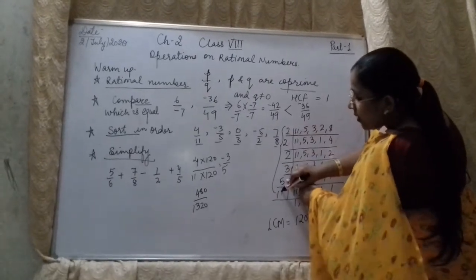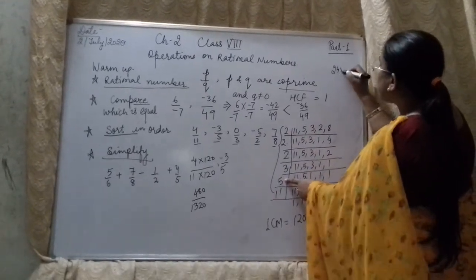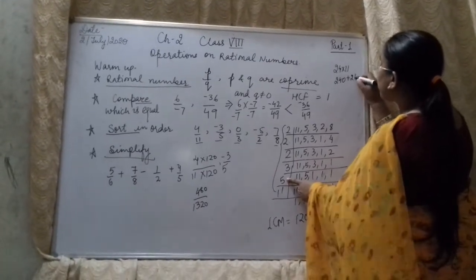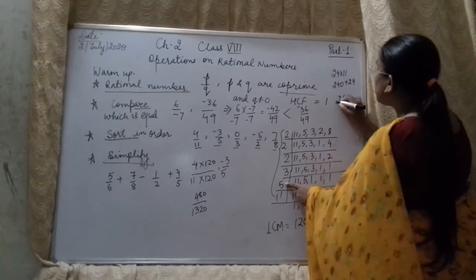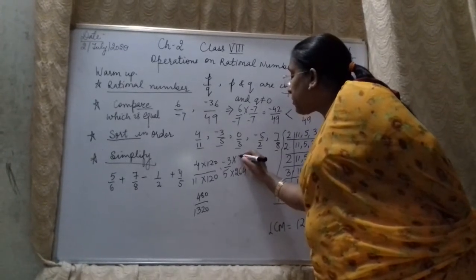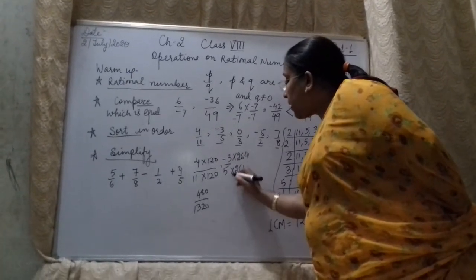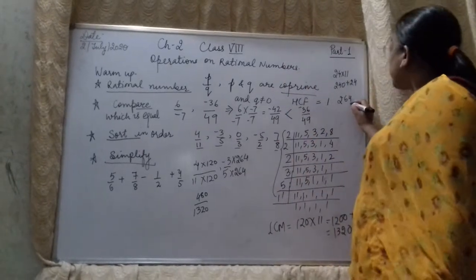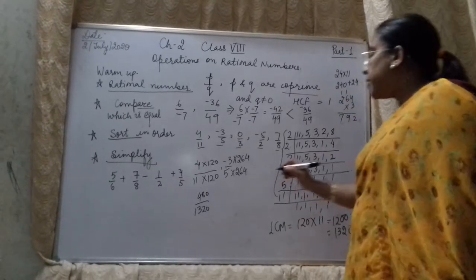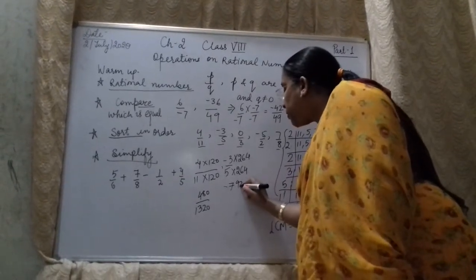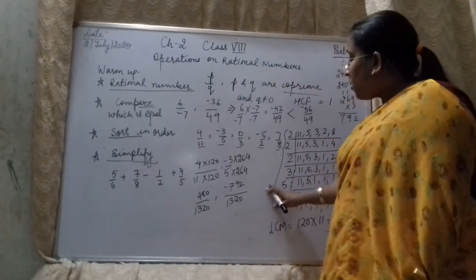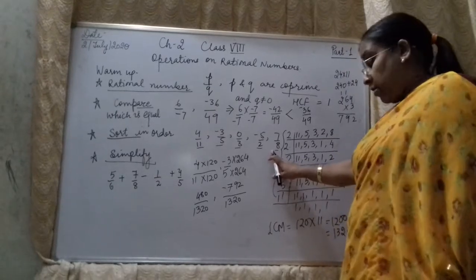24 into 11 means 24 into 10 is 240 plus 24, 4 plus 2, 6, so 264. So 5 is multiplied by 264 and 3 is multiplied by 264. 264 into 3 will be 4 threes are 12, 6 threes are 18, 19, 3 to the 6, 792. Minus 792 upon 1320. And so on, the other terms will be made the same way.